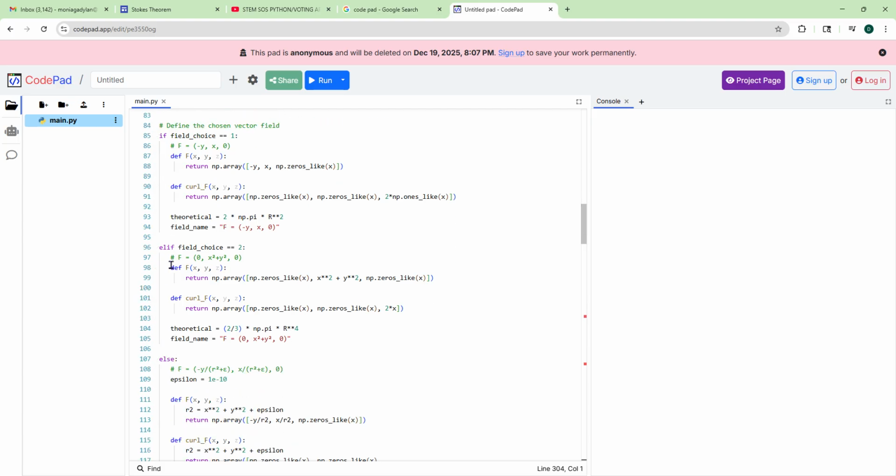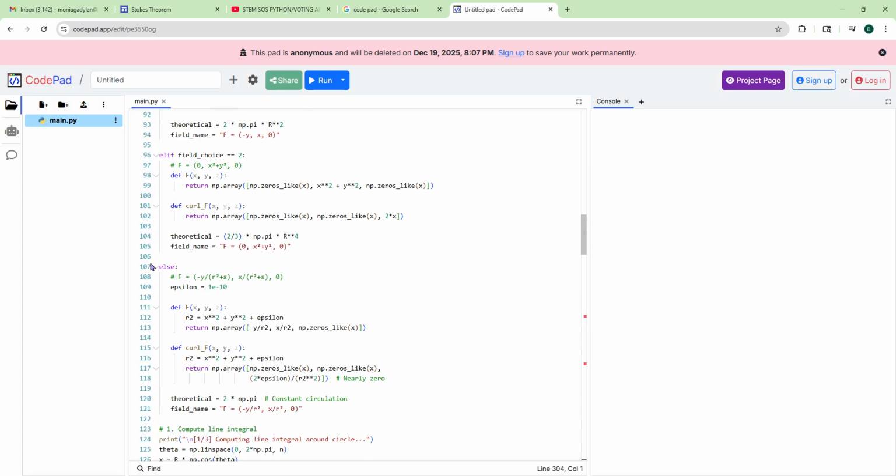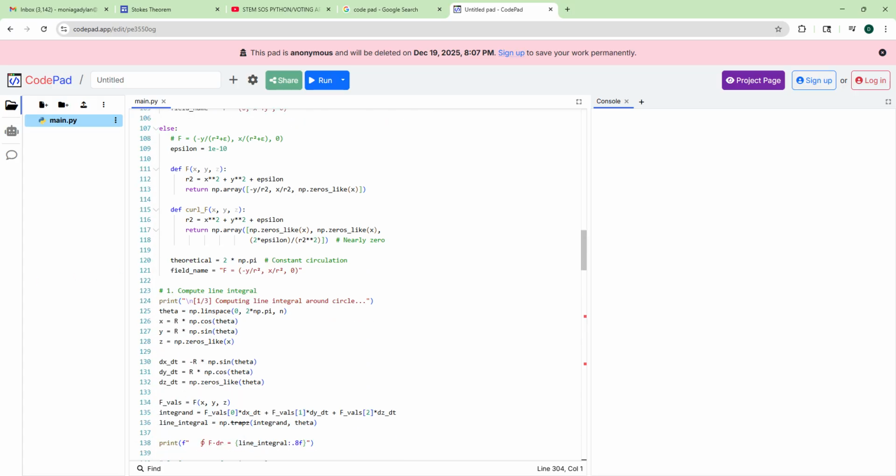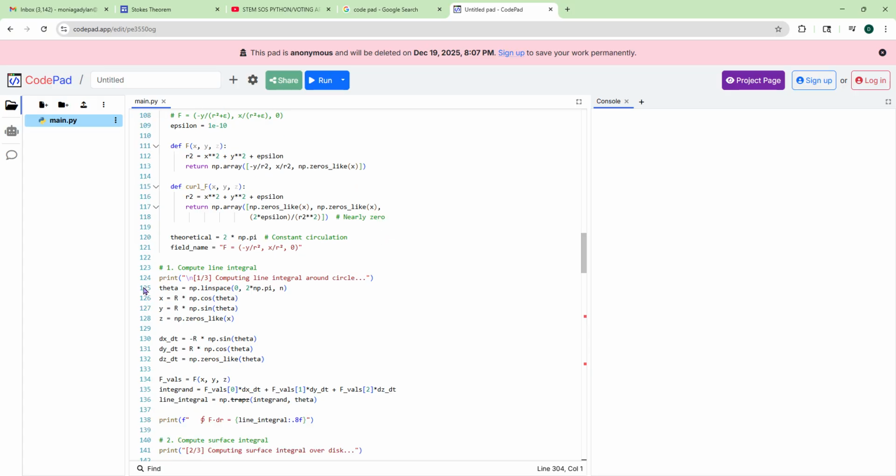For lines 103 and 152, we are defining the vector field and curl. The code defines the vector field and also defines its curl, which measures how much the field is rotating. The program also sets the theoretical answer we expect if Stokes' theorem works correctly.